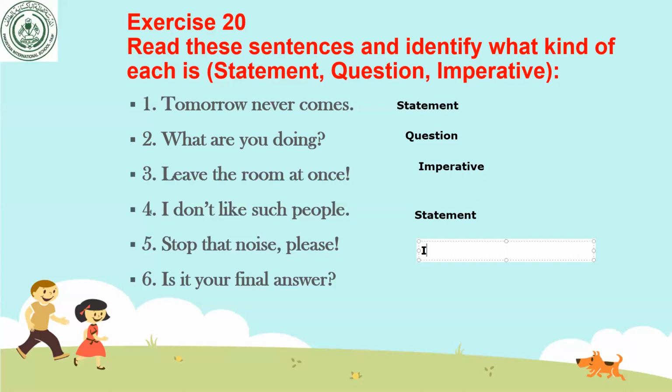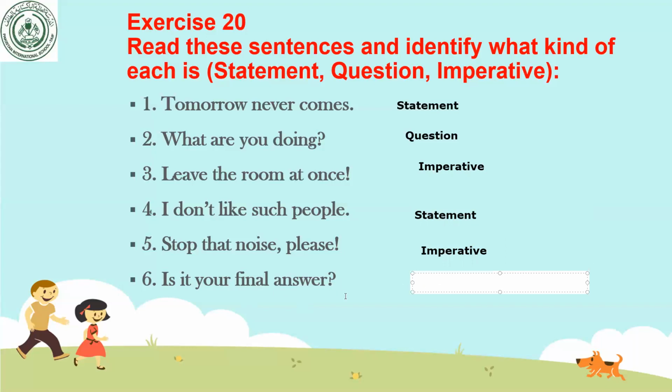So we will write over here imperative sentence. It is imperative. And the last we have, is it your final answer? So this is a question where a question mark is given, and this is a verbal type of question because a helping verb is given at the start. Is it your final answer?